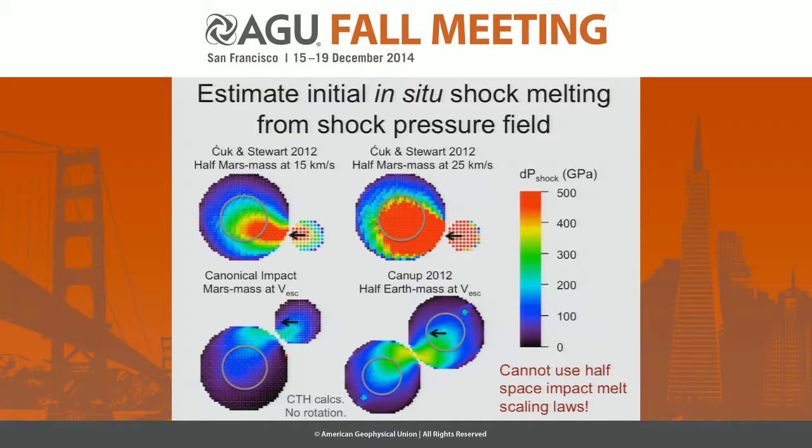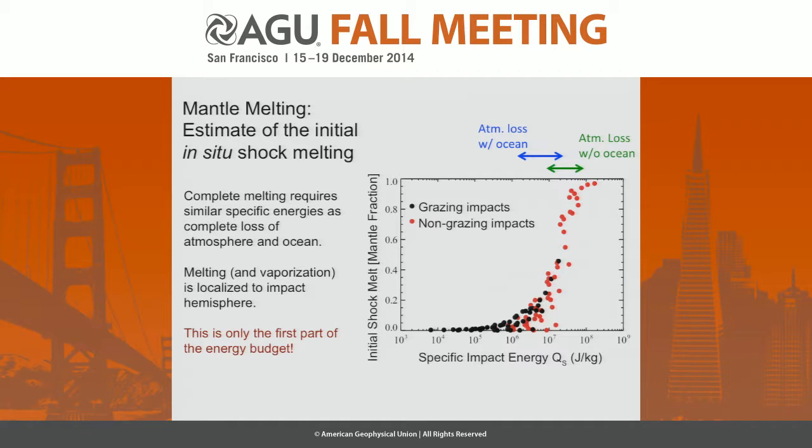Okay, and so the antipodes do not melt from this initial shock wave, and to caution you, half-space melting laws do not apply because of the geometry of these impacts and the sensitivity to the impact angle, and can be off by 2 orders of magnitude. So I caution the world not to use half-space calculations in their estimates of melting.